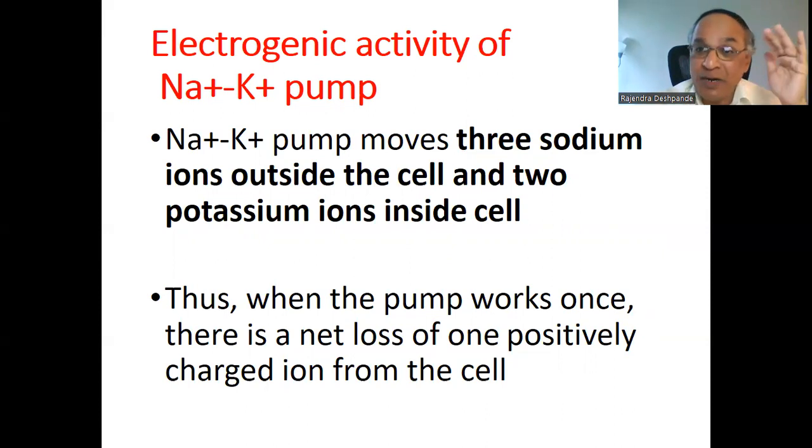Both are positive, but 3 sodium ions are going outside. So positivity is less inside now. More positivity has gone out. Are you understanding? More positivity is going out, so inside there will be negativity. Thus, when the pump works once, there is a net loss of 1 positively charged ion from the cell.